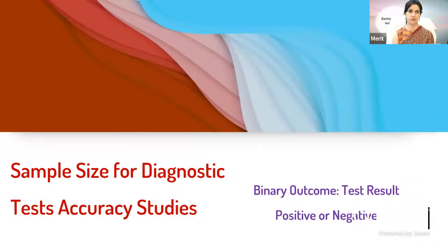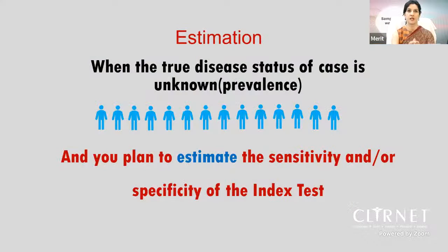Now let's see the sample size calculation for diagnostic test accuracy studies when the outcome is positive or negative, that means binary. For estimation, there are two scenarios. When the true disease status is known, that means the prevalence of that disease is known, and you plan to estimate the sensitivity and the specificity of the index test, how should you go about it? The first scenario is sensitivity and specificity based on these two values. We will do the input, but in this case, the prevalence of the disease is not known.